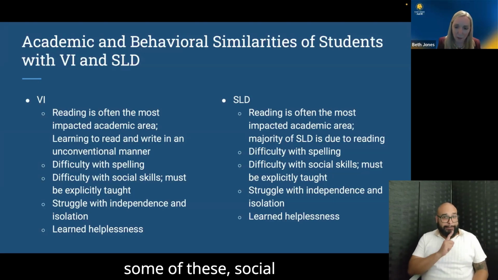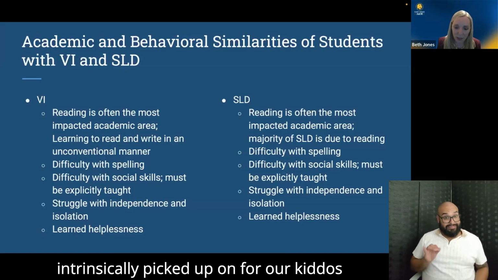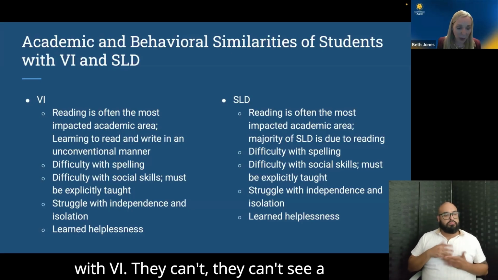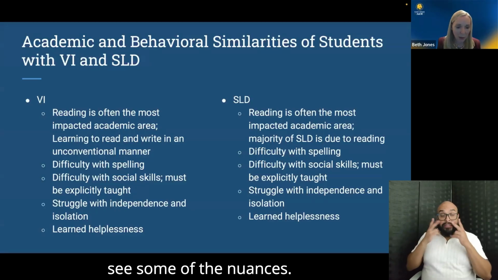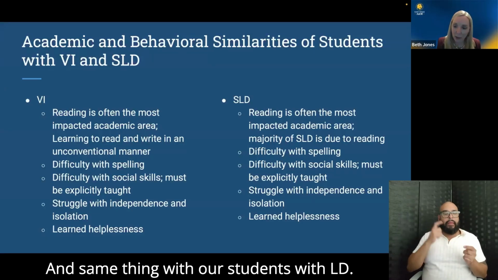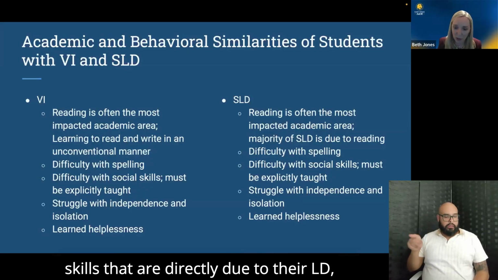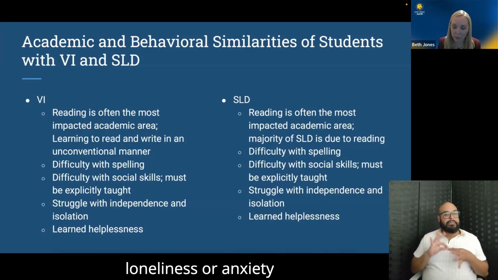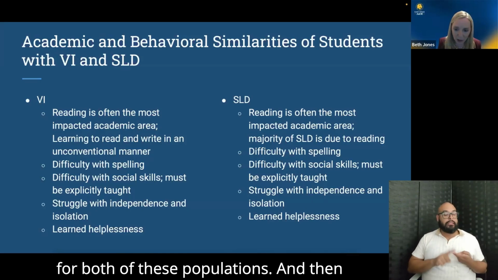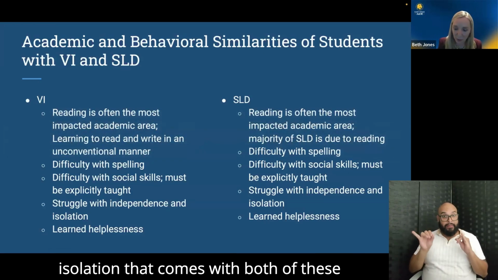Some of these social skills aren't just intrinsically picked up on for our kiddos with BI. They can't see a person's facial expressions. They can't see some of the nuances. And same thing with our students with LD. They may have difficulties with social skills that are directly due to their LD, such as, like I said, loneliness or anxiety for both of these populations. And then there's a struggle with independence and isolation that comes with both of these as well.